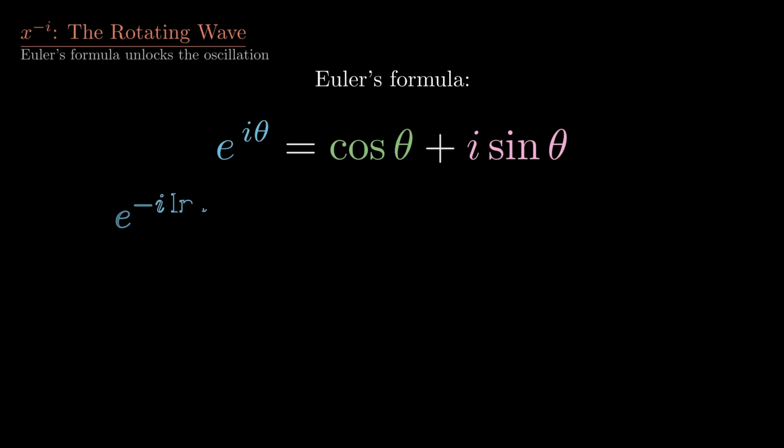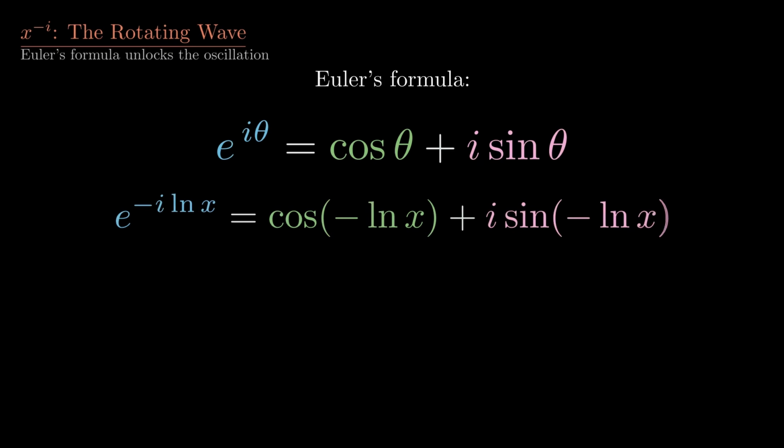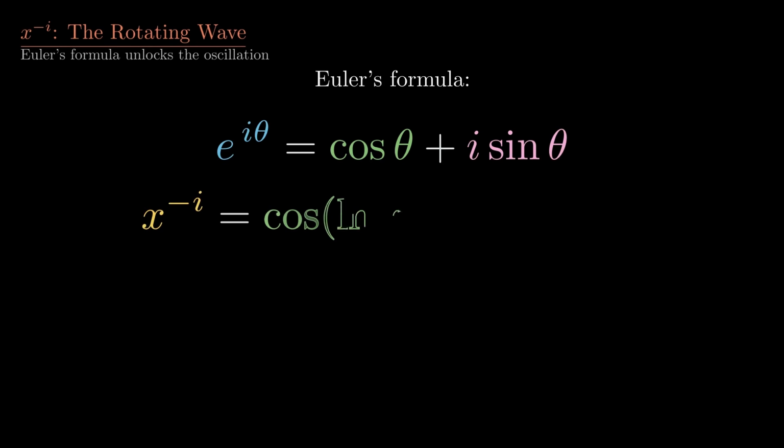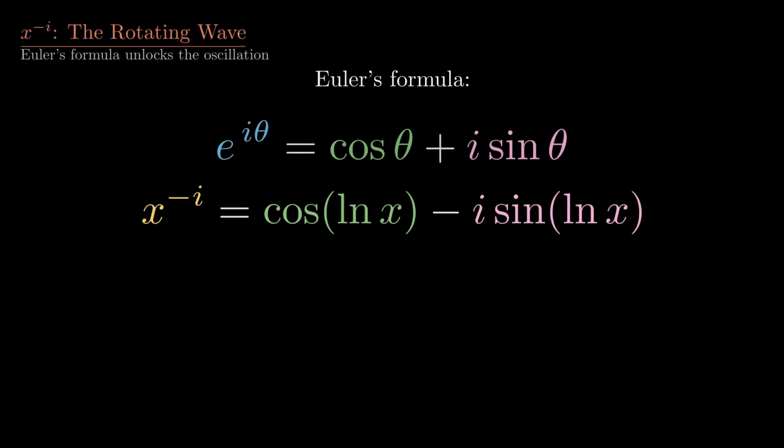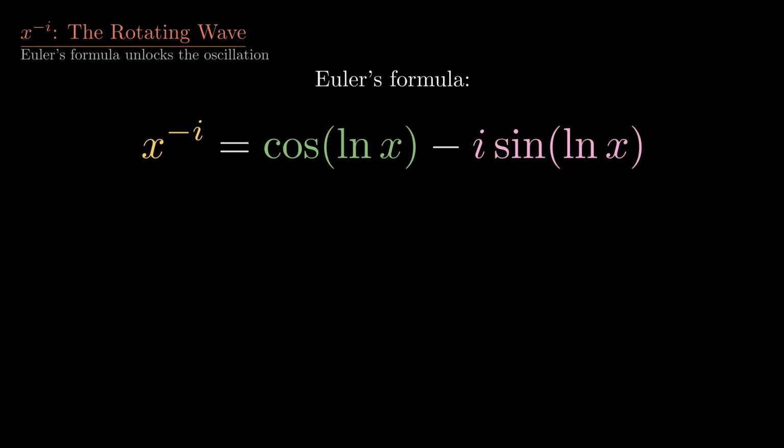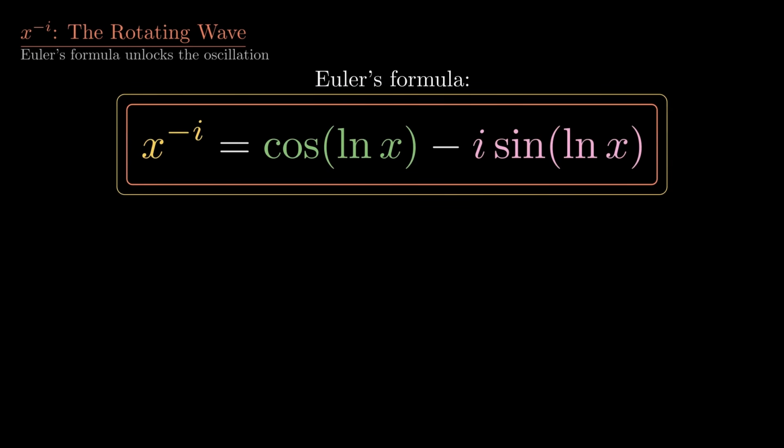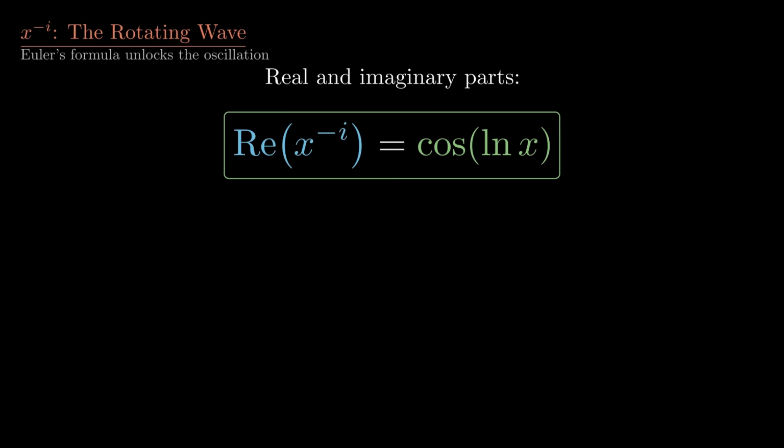By substituting negative natural log of x into the formula and using the even and odd properties of cosine and sine, we get our definitive shape: cosine of log x minus I sine of log x. Our strange imaginary power has split beautifully into two pieces: a real part, driven by cosine, and an imaginary part, driven by negative sine. Let's graph this.